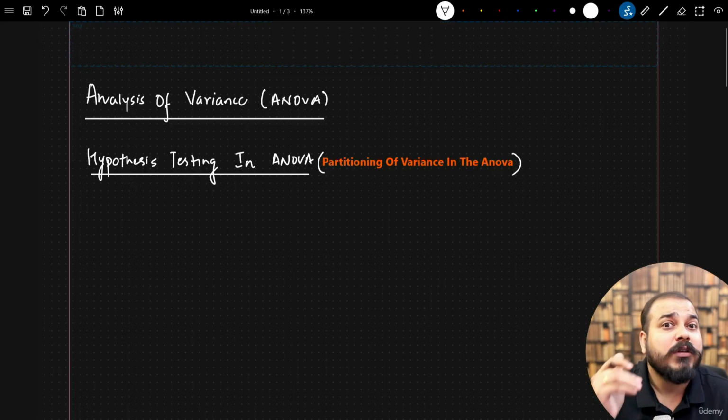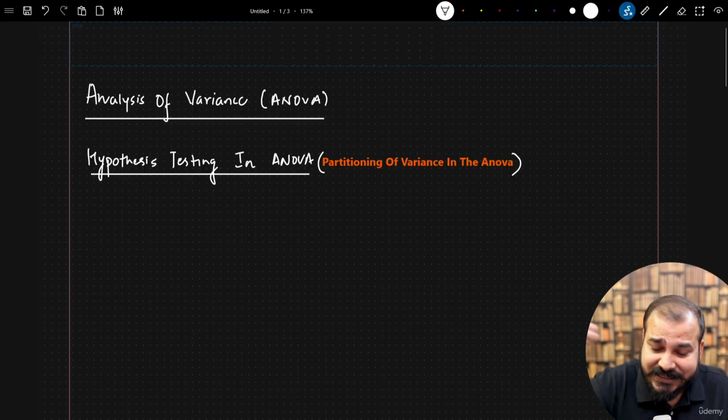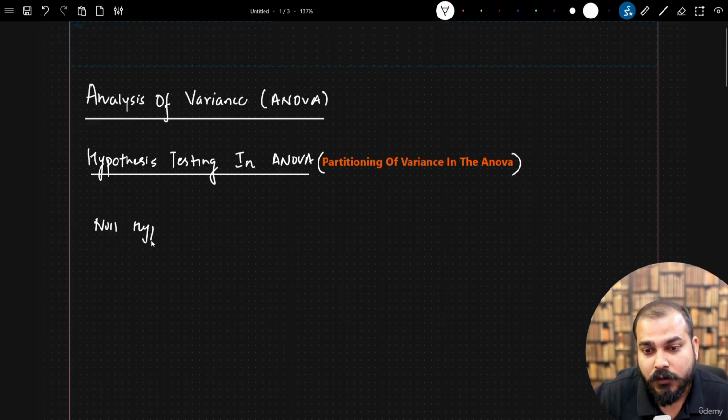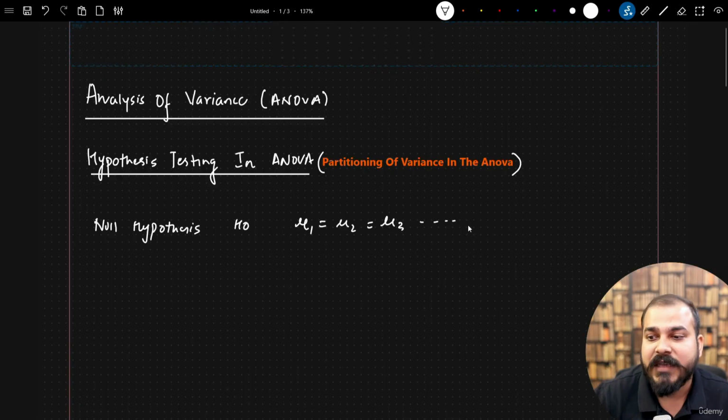We'll discuss how the hypothesis testing is performed step by step, and we'll also solve a problem with respect to this. To begin with, the first step is that we define our null hypothesis. As you know, we compare the means of two or more groups. So my null hypothesis is mean 1 is equal to mean 2 is equal to mean 3, up to mean k, based on how many samples we have. This is our null hypothesis, where we are comparing whether all the means are equal or not.